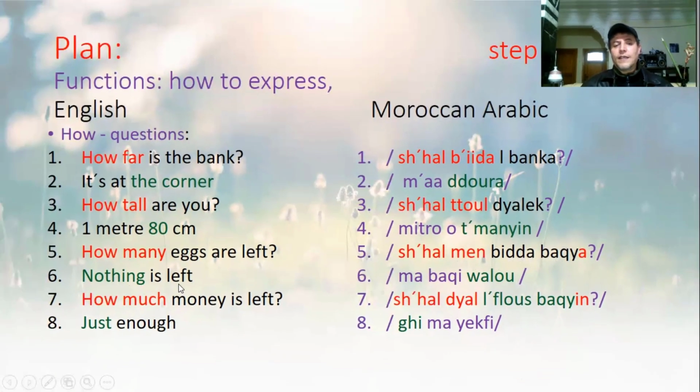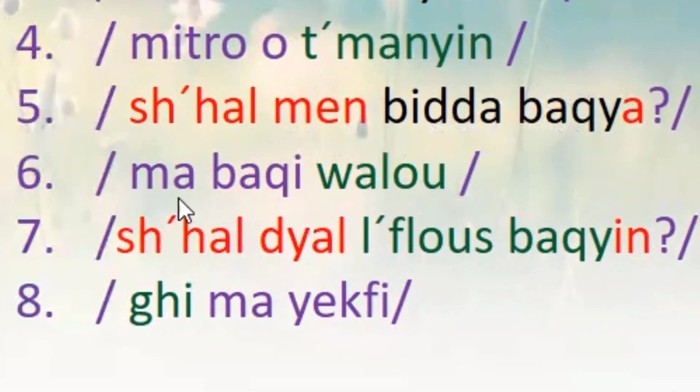Number 6. Nothing is left. ما باقي والو. So والو is nothing. ما باقيش والو. ما باقي والو is nothing is left.